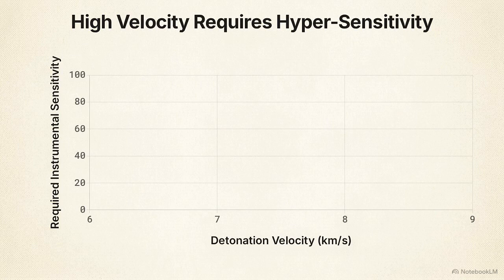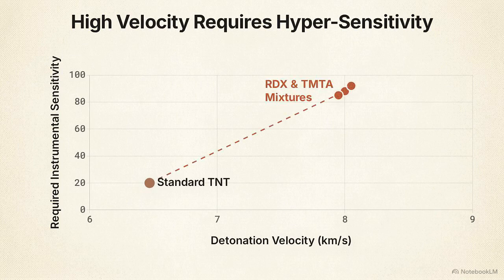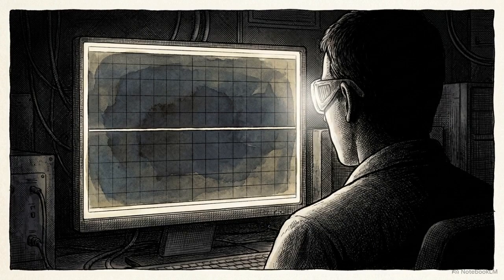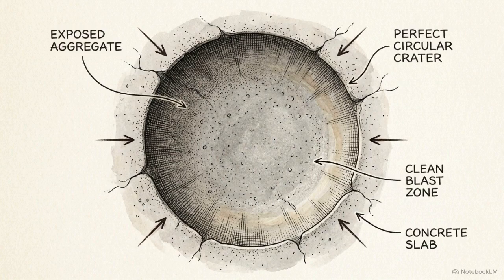This chart plots detonation velocity against required instrumental sensitivity. Standard TNT sits in the lower quadrant, but high-velocity RDX and TMTA mixtures move to the top right, requiring specialized, hypersensitive tools. The lesson is clear. A flat baseline on a chromatogram does not prove a chemical threat is absent. It may simply indicate that the device was highly efficient.